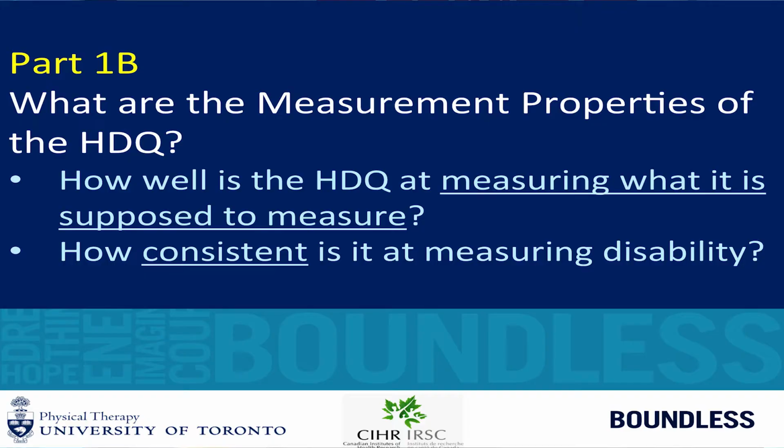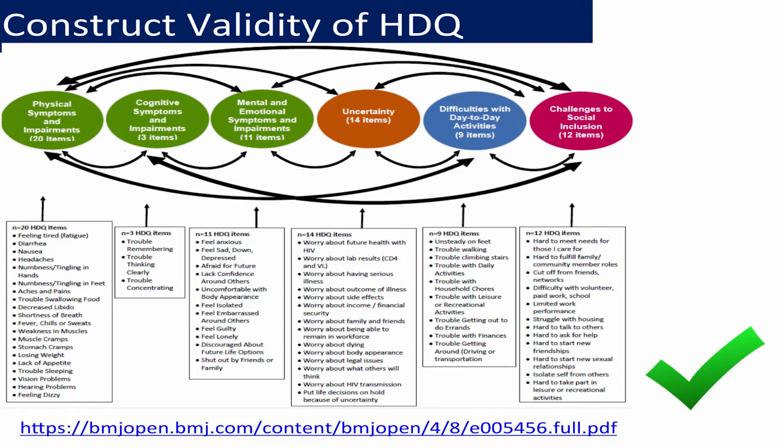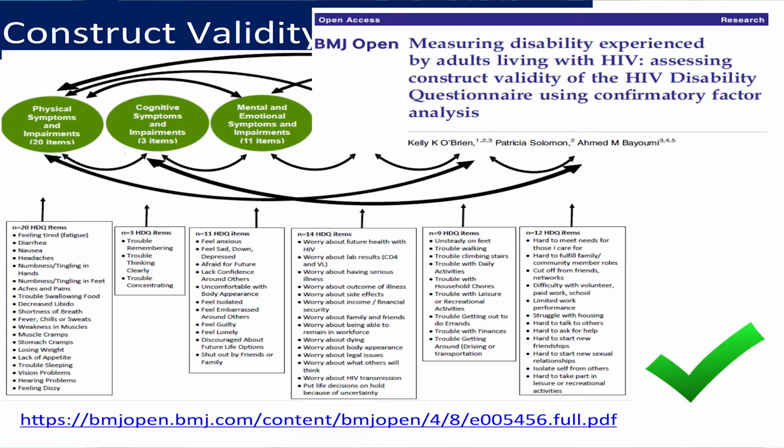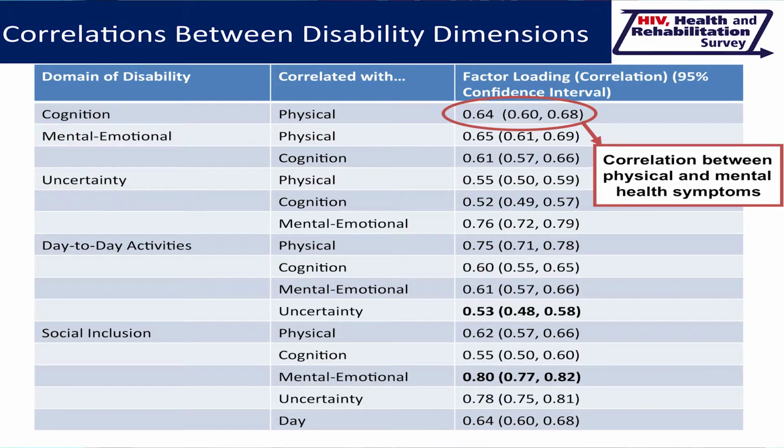But what we did was we plugged along, and we looked at the measurement properties. So we wanted to assess how valid and consistent or reliable this tool was at measuring disability. We conducted a confirmatory factor analysis, mapping or forcing the items that we thought should map on each of those 6 domains. And the results were that yes, the HDQ had demonstrated construct validity among adults living with HIV. The correlations between the dimensions of disability ranged anywhere from 0.53 up to 0.8 between mental and emotional health challenges and social inclusion.